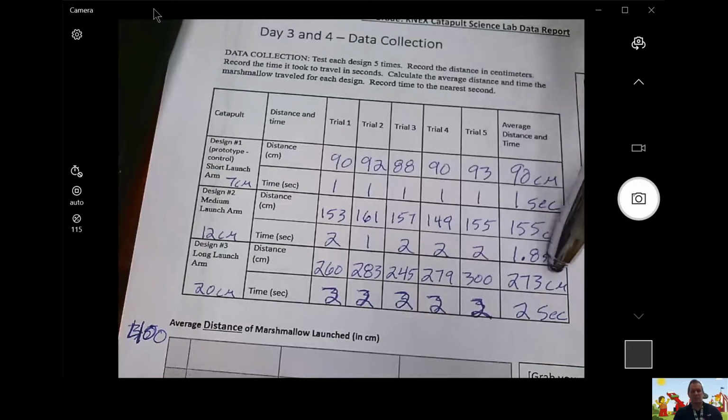So this tells me something very interesting because the time is pretty even by 2/10. So I can actually find the speed. Let's do this one here. I'm going to take 273 and I'm going to divide it by 2.